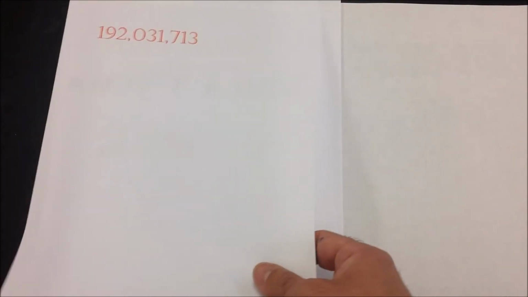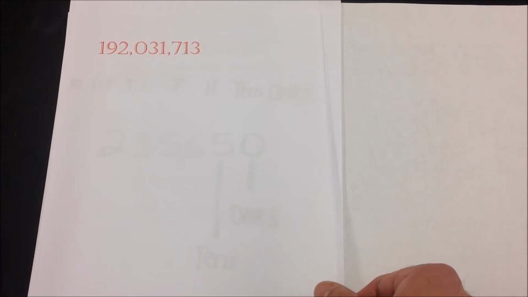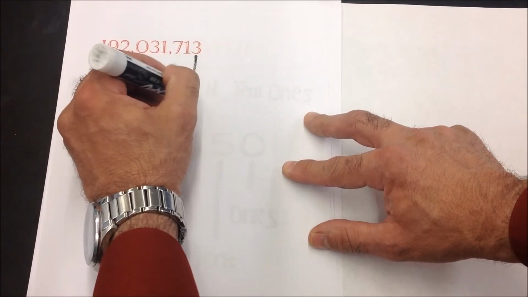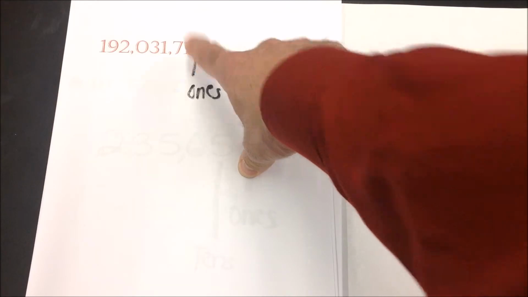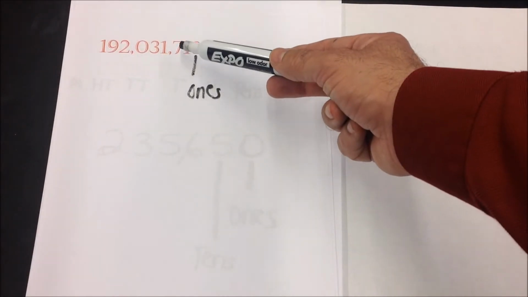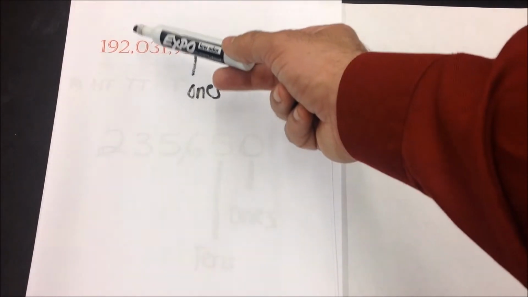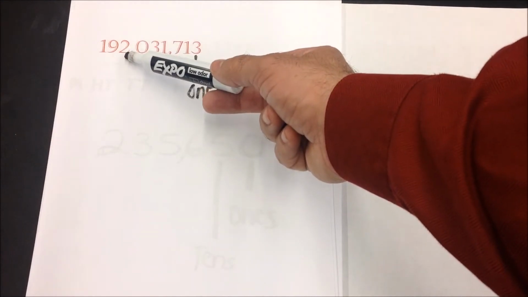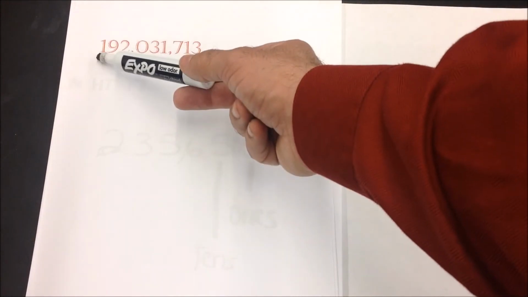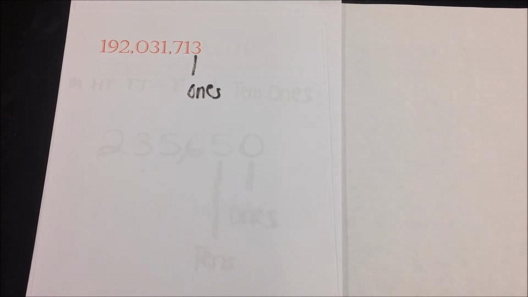Let's look at another number. Okay, so here's a 3 in the ones. We have a 1 in the tens. What's the 7 in? The 7's in the hundreds. We have another 1, this is in the thousands, 10,000s, 100,000s, millions, 10 millions, 100 millions. So this number now is 192,031,713.